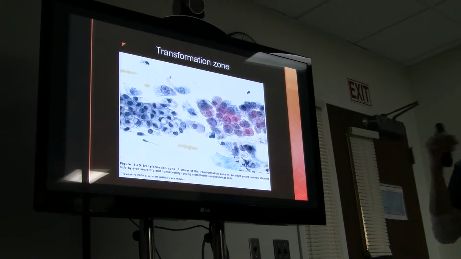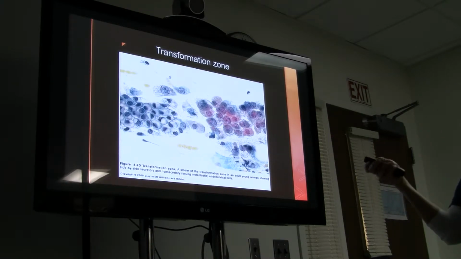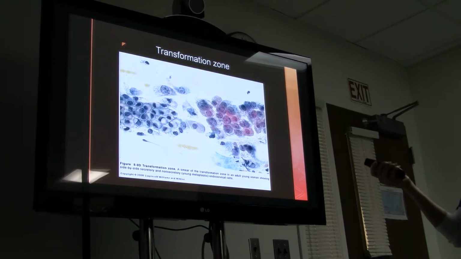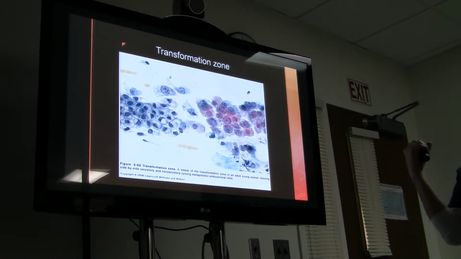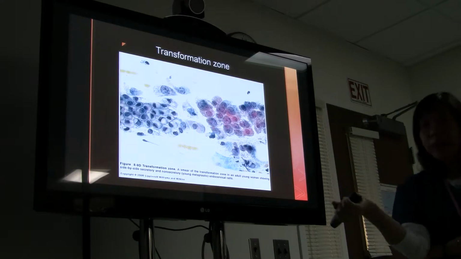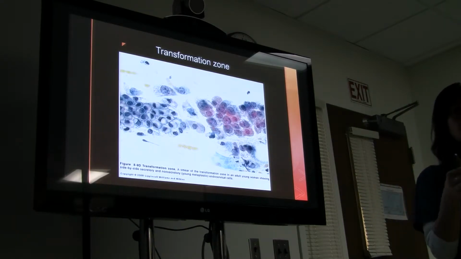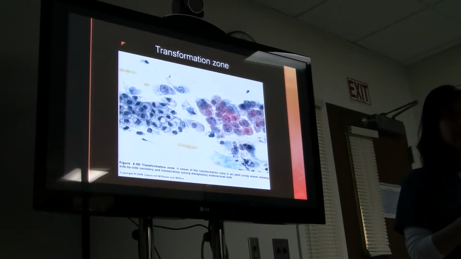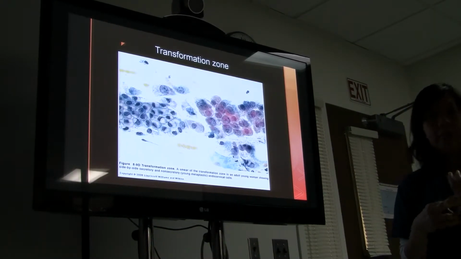Now, when columnar cells are sideways, the nucleus is eccentric, meaning it's off to the side, off the center. So columnar cells on the sideway have an eccentric nucleus, whereas squamous cells have a more central location. Because squamous metaplasia cells are right at the T-zone, they have characteristics of both columnar glandular cells and squamous cells.